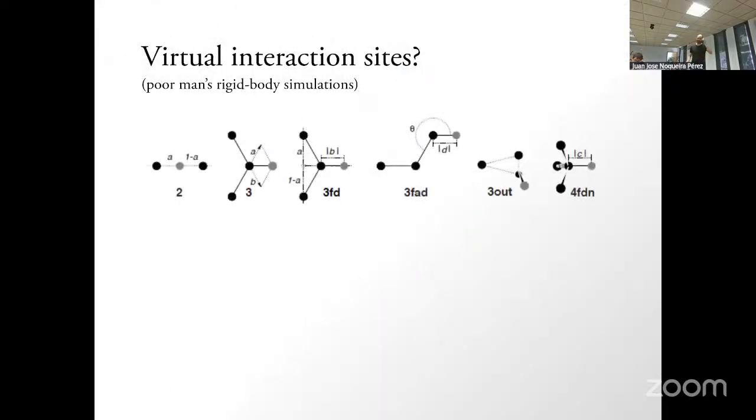Okay, so back in 2012 or 13, I had the idea of maybe using virtual interaction sites. So what is this? This is the poor man's solution to rigid body simulations. So what are rigid body simulations? A rigid body simulation would be a simulation where you have a set of particles or even a shape that always keeps its shape, so that it will always move with an absolutely rigid shape. And then you'd have to take into account moments of inertia and such.